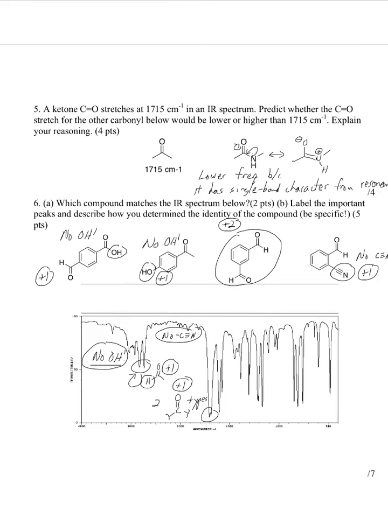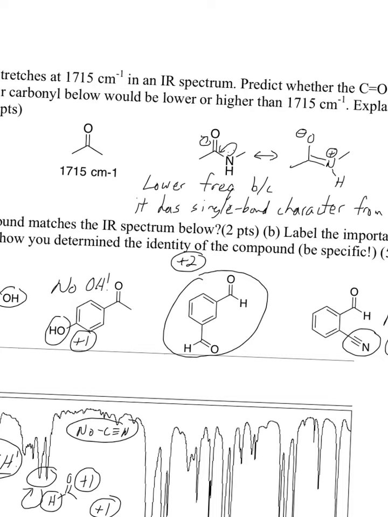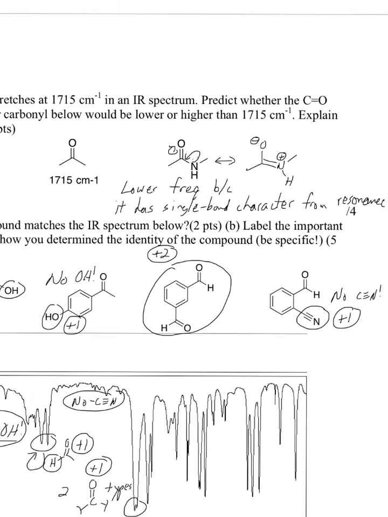Here's a question about theory about IR. A ketone stretches at 1715 in the IR spectrum. Predict whether the C=O stretch of the other carbonyl, which is an amide, would be lower or higher. Explain your reasoning. So again, looking at this, nitrogen you should recognize would be willing to do resonance. In the resonance structure, the two electrons go there to form a new pi bond.